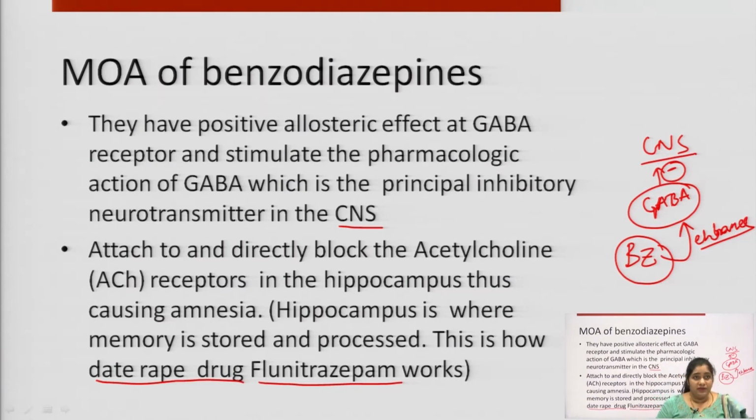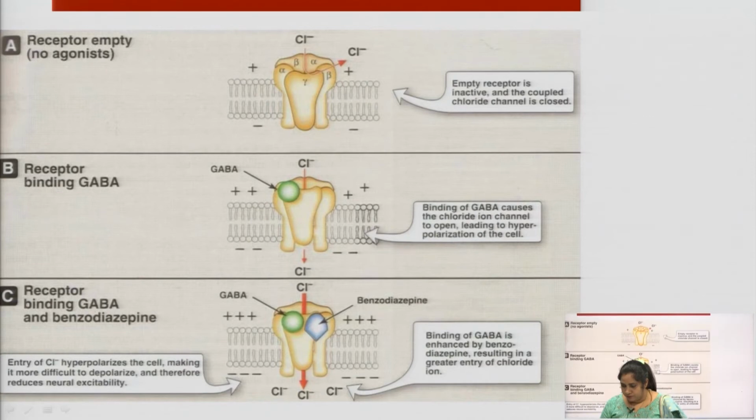So what happens is the flunitrazepam will get attached to the acetylcholine receptor and block it, so that will cause amnesia. This amnesia is loss of memory. Because of that, the victim could not recognize the culprit. So this is another mechanism of action that benzodiazepines follow.